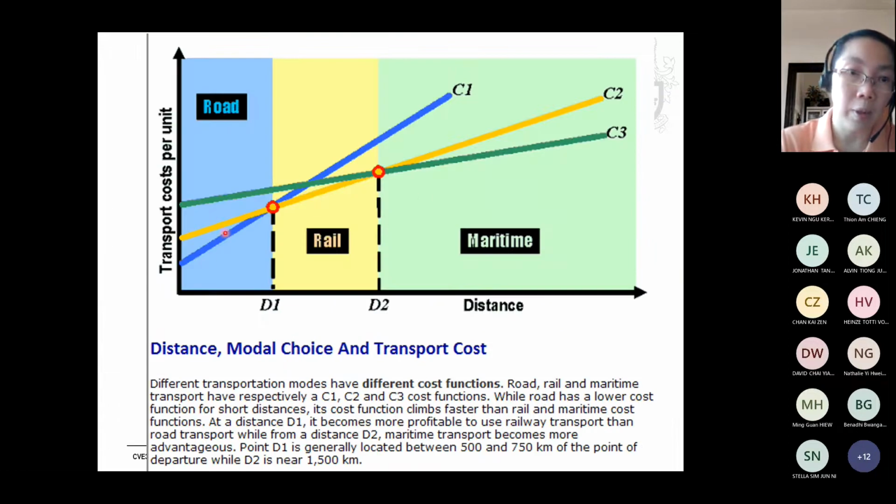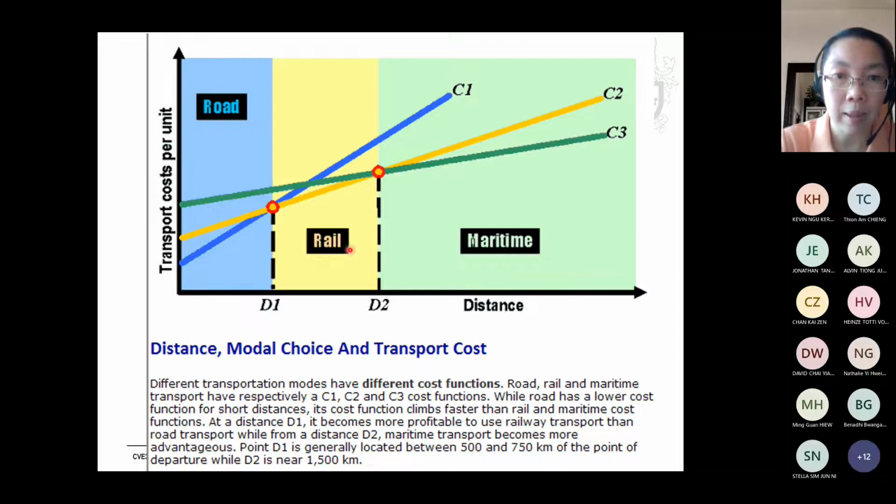And if we look at this, this is where we are looking at transportation. If we are comparing against distance as well as transport cost per unit, road, represented by heavy vehicles, is good for short distance or lower materials, okay, smaller materials.